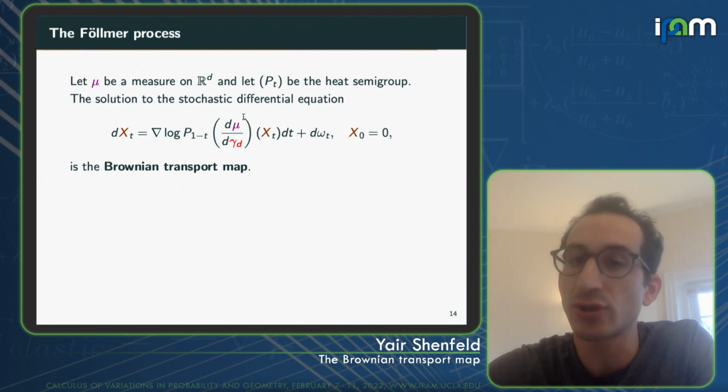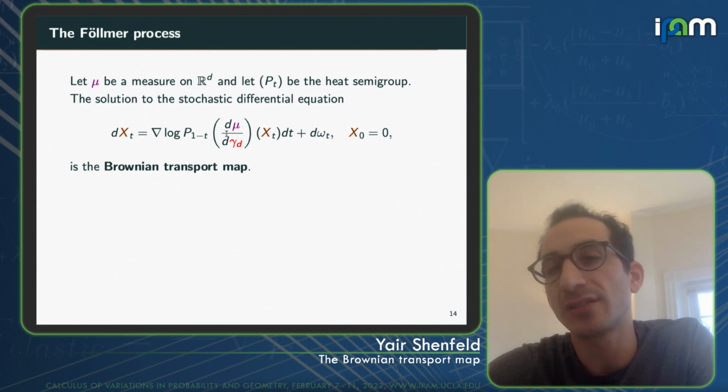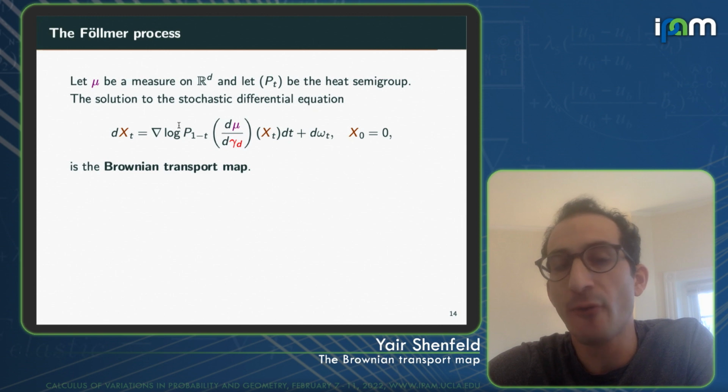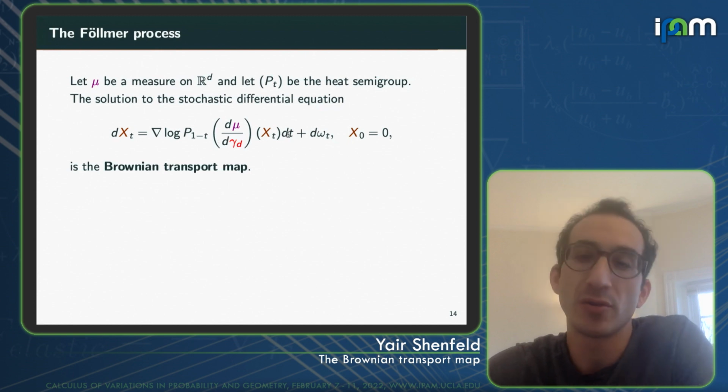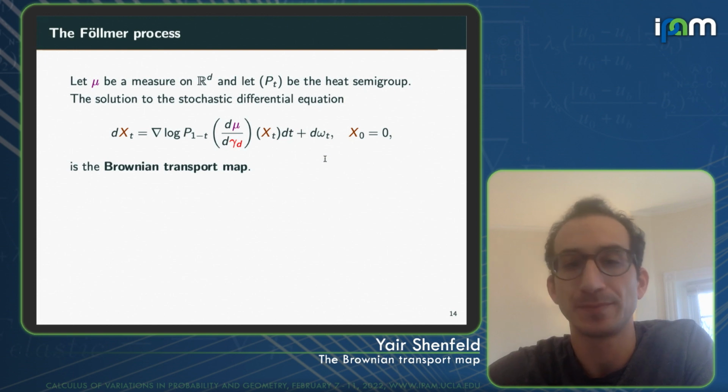Here we have this optimal drift that we talked about. That is just the gradient of log of the heat semigroup at time 1 minus t applied to the relative density between mu and the Gaussian at X_t. So this is the optimal drift from the optimization problem that we've mentioned before. So the map X, if you just view it as a map which takes omega and spits out the solution to this equation, this map is what we call the Brownian transport map.